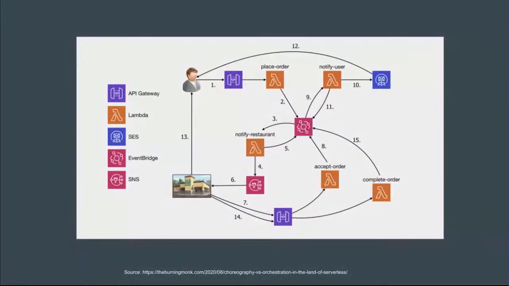Now, if you think about this particular user flow, you will understand that there are multiple events that are fired at every single data point, right? Like for example, the moment I place an order, there's an event fired. The moment the restaurant accepts it, there's an event fired. The moment the order is completed, there's an event fired, right?